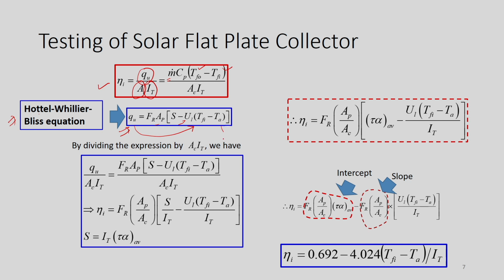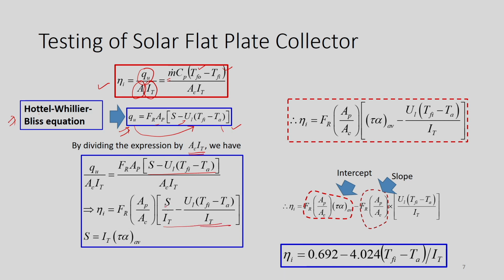Now, we will relate this to efficiency. Because of that, we need to do something. So, we divide this expression by AC into IT. Okay. Then what happens here, QU by AC into IT is equal to FR AP and this bracket term divided by AC into IT. Okay. So, we can bring this side here, then it will be AP by AC, of course, FR will be multiplied, then this expression will be something like this.